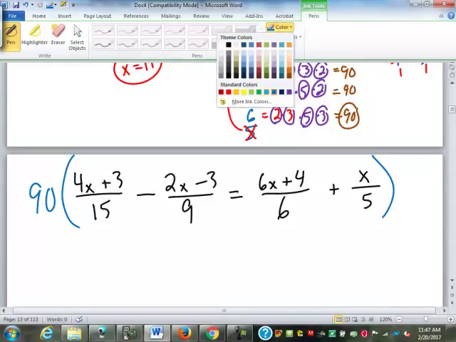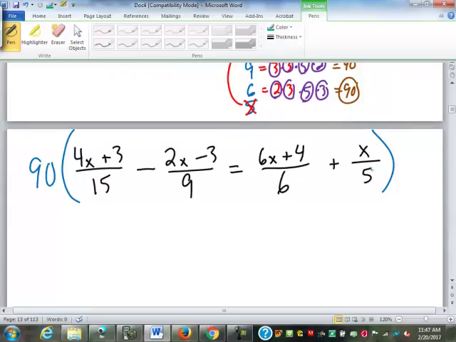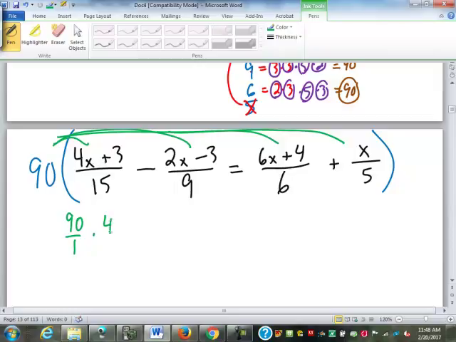Okay, so we're going to multiply by the 90 here to get rid of the fractions. We have to multiply every piece here. So this one, and even the other side of the equal sign, has to be multiplied by the 90. So here I'm going to do 90 over 1 times my 4x plus 3 over 15.